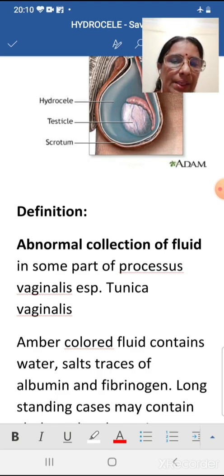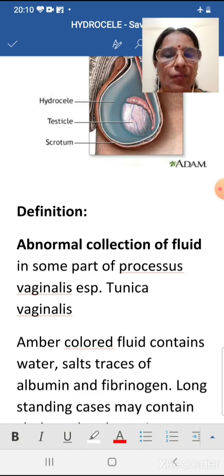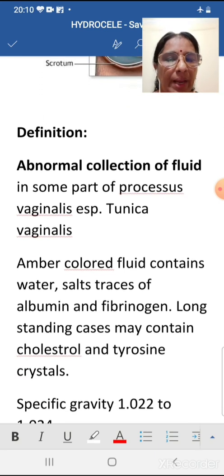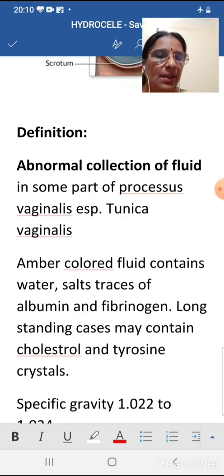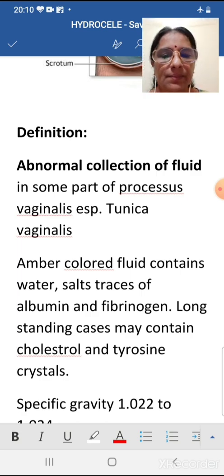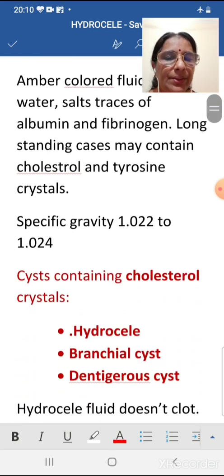The fluid is amber colored and it contains water, salts and traces of albumin and fibrinogen. In long-standing cases, it may contain cholesterol and tyrosine crystals. Can you name any other cyst which contains cholesterol crystals? You can see the hydrocele is one which contains cholesterol crystals.